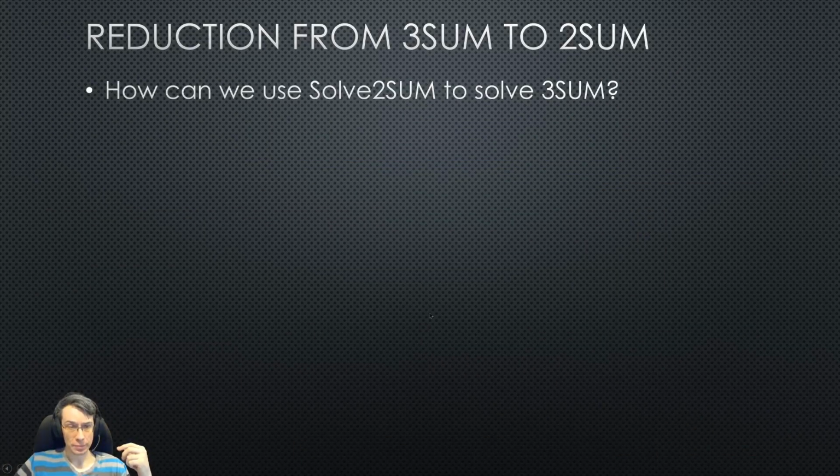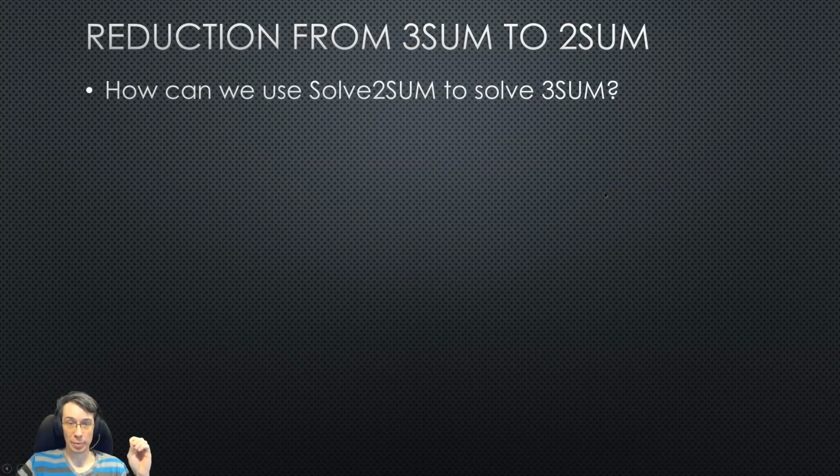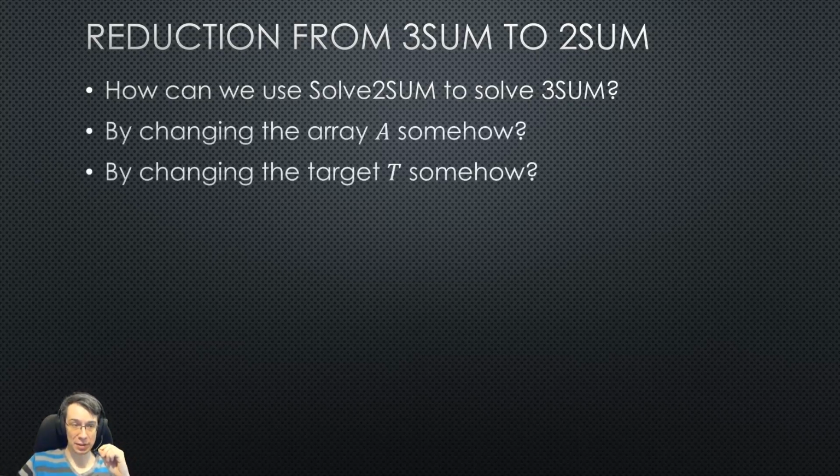Okay. So how can we use solve 2-sum? That was running through what a reduction from 3-sum to 2-sum would look like. Let's actually try to come up with a reduction from 3-sum to 2-sum. A reduction from 3-sum to 2-sum is going to use a solution to 2-sum as a subroutine. So we have access to solve 2-sum. How could we use that to solve 3-sum? We have the power to find two numbers in an array that sum to a particular target. How could we use that to find three numbers in an array that sum to a particular target?